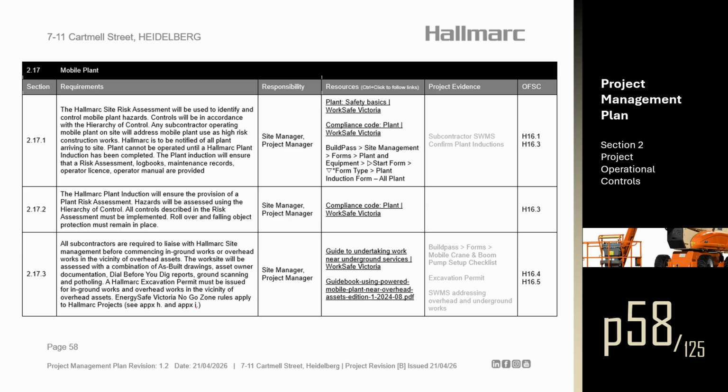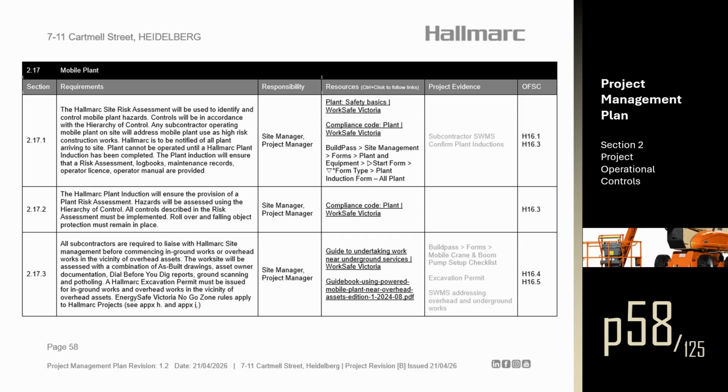Section 2.17. Mobile plant. Section 2.17.1. The Hallmarc Site Risk Assessment will be used to identify and control mobile plant hazards. Controls will be in accordance with the hierarchy of control. Any subcontractor operating mobile plant on site will address mobile plant use as high-risk construction works. Hallmarc is to be notified of all plant arriving to site. Plant cannot be operated until a Hallmarc plant induction has been completed. The plant induction will ensure that a risk assessment, logbooks, maintenance records, operator license, and operator manual are provided.